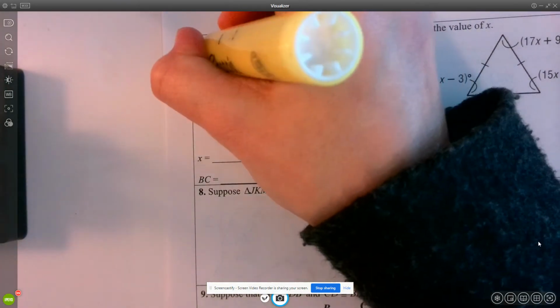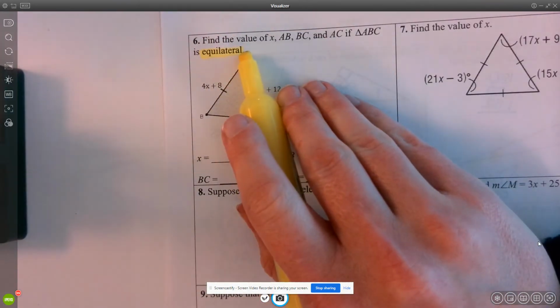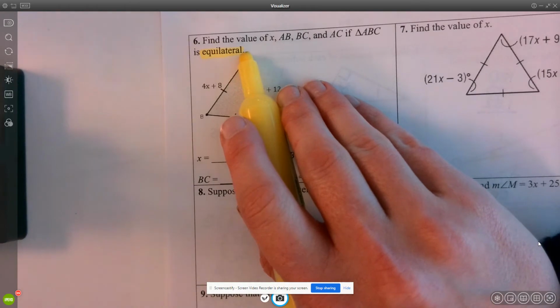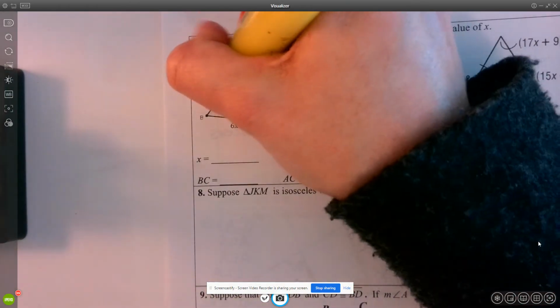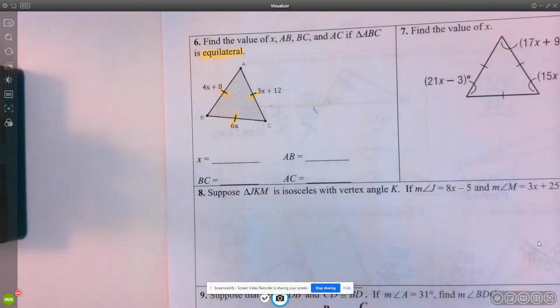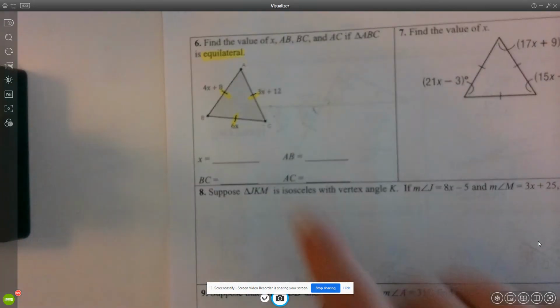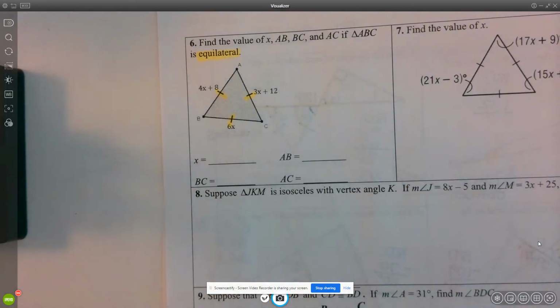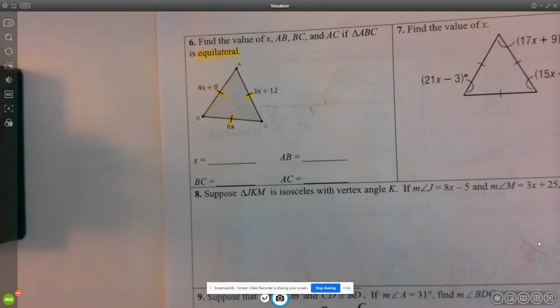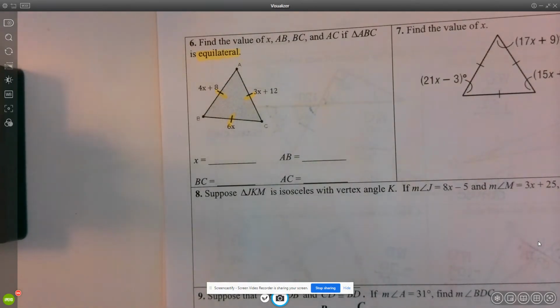So we know the triangle is equilateral, not only because it tells us in the word problem, in the sentence, but because it gives each side one tick mark, meaning that all sides are congruent. So to find x, I need to set up a true equation. Now what I notice is x is a variable that's on each of the lengths of the equilateral triangle. So I want to ask myself, what do I know about the lengths of an equilateral triangle? They are all the same.